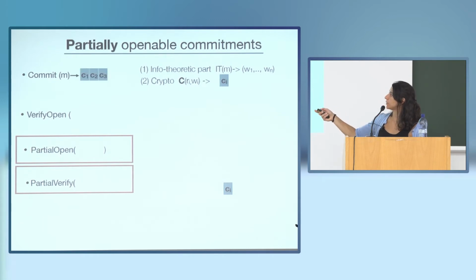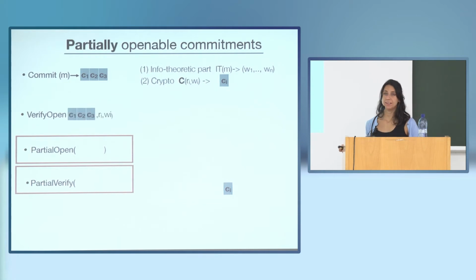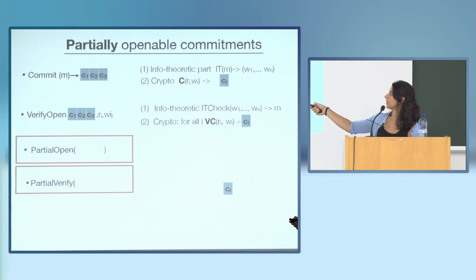So the output of the commitment is just these three objects, which you can think of as three sub-commitments. To verify an opening, you get the commitments, and you get all the randomness you used: the randomness for the crypto part, and W_I, the information theoretic part. Then you do two checks. First, you check the information theoretic part, and then the crypto part. For each i, you check that the verification of the crypto part works out, so that C_i comes from some cryptographic primitive applied to R_i and W_i.